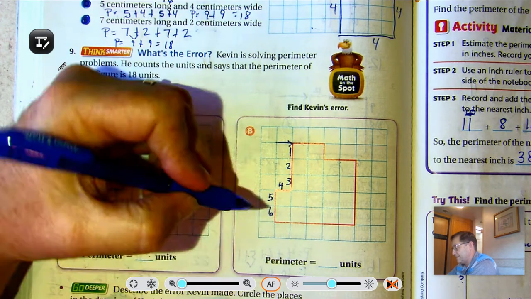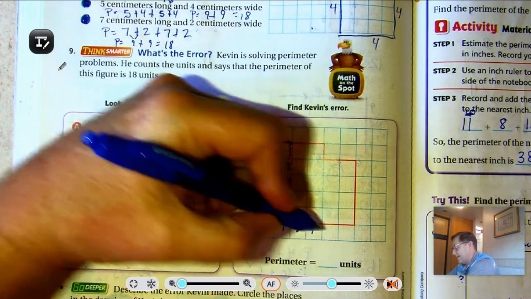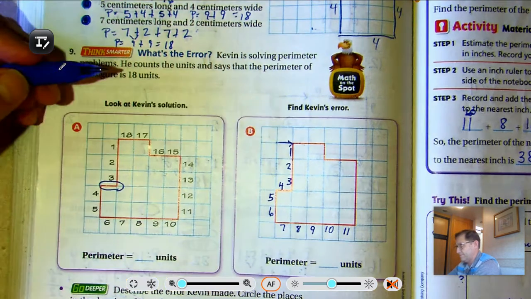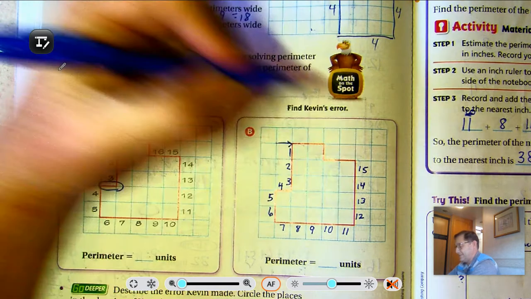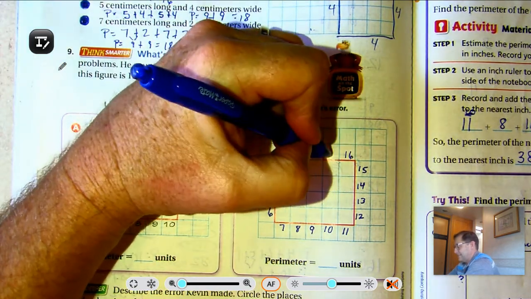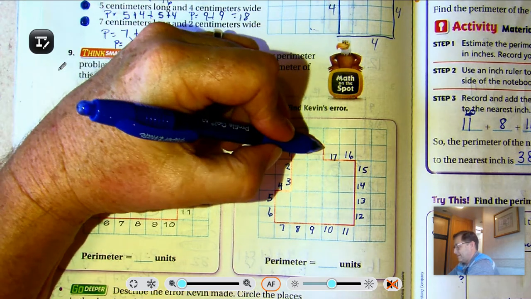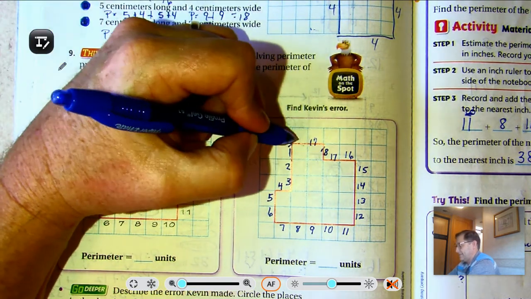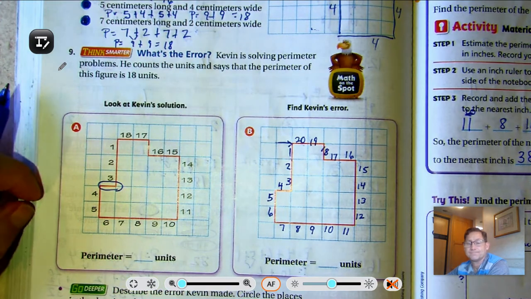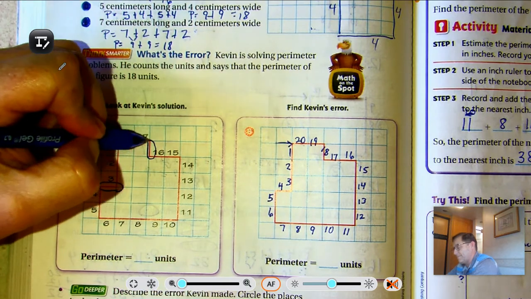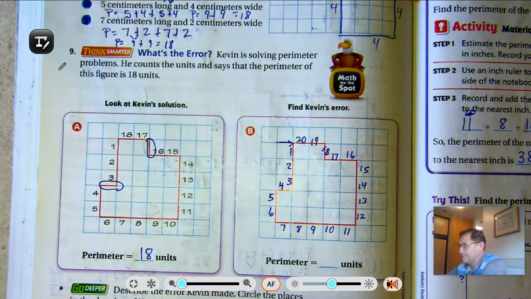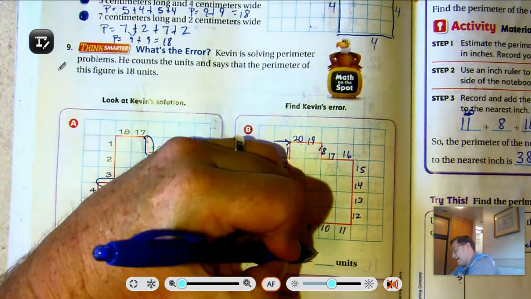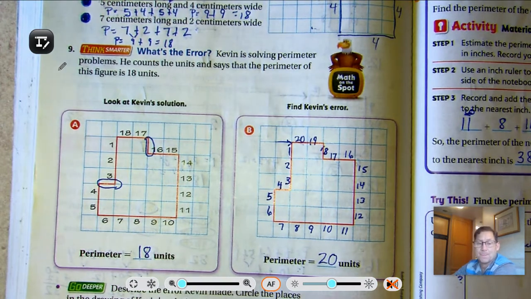And 5, 6, 7, 8, 9, 10, 11, 12, 13, 14, 15, 16, 17, 18, 19, 20. So he also missed that one. So he came up with 18 units as his perimeter, when in fact it should have been 20.